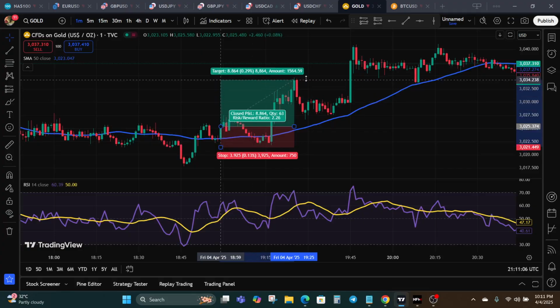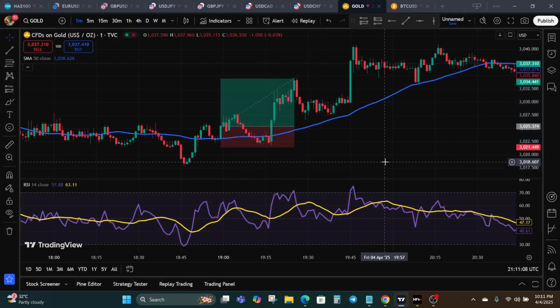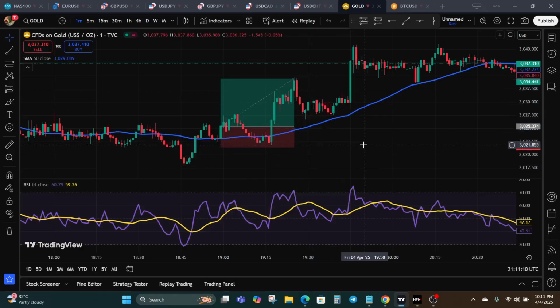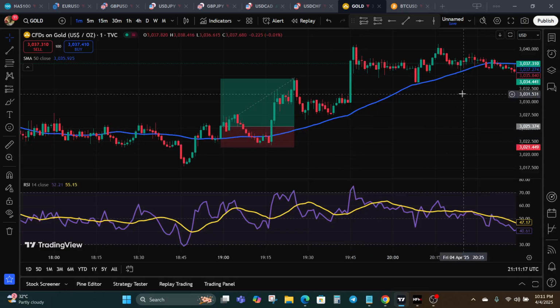The stop loss can be below the swing low, take profit around key resistance zones, or you can decide to wait for the price to drop back below the moving average to exit your buy trade.